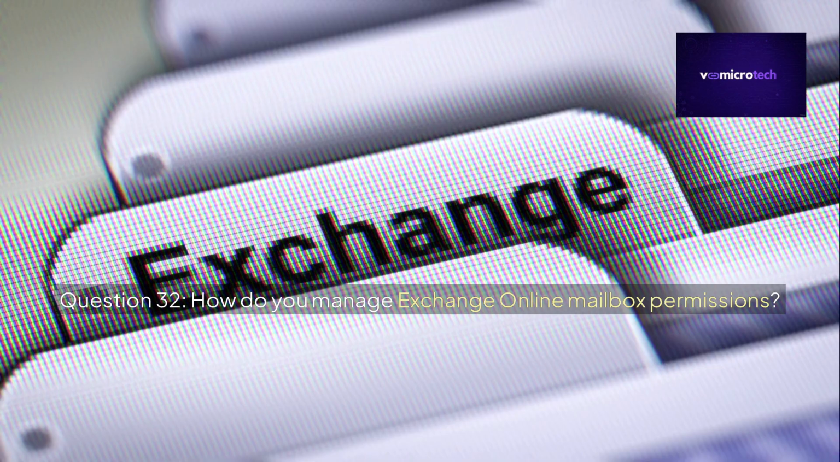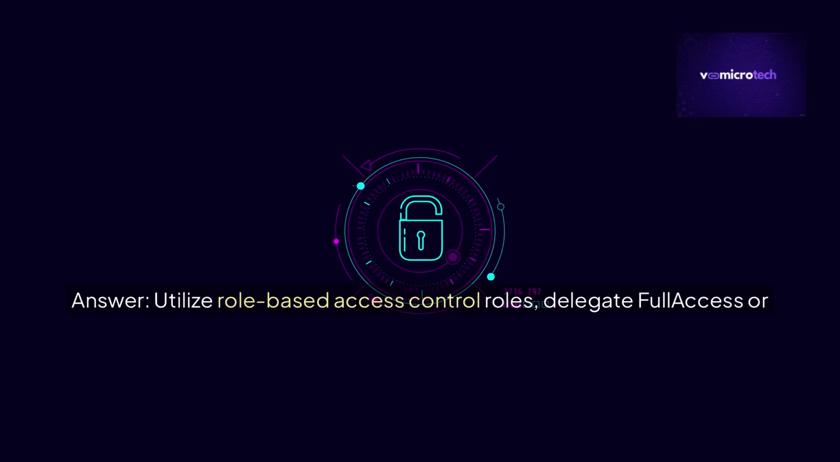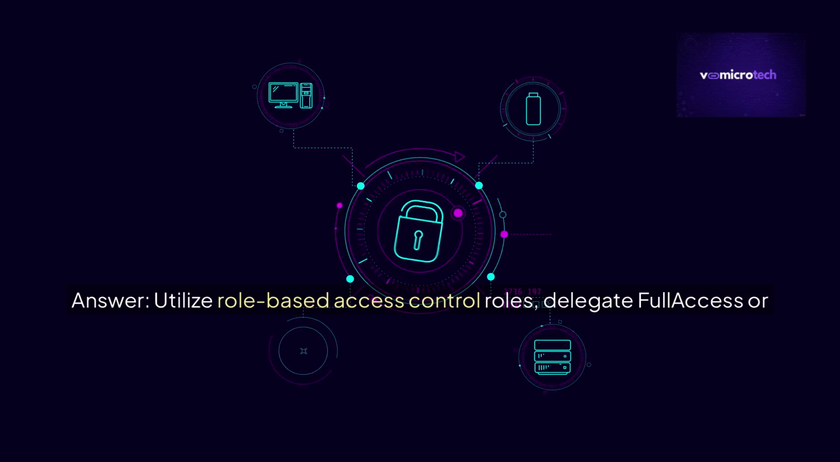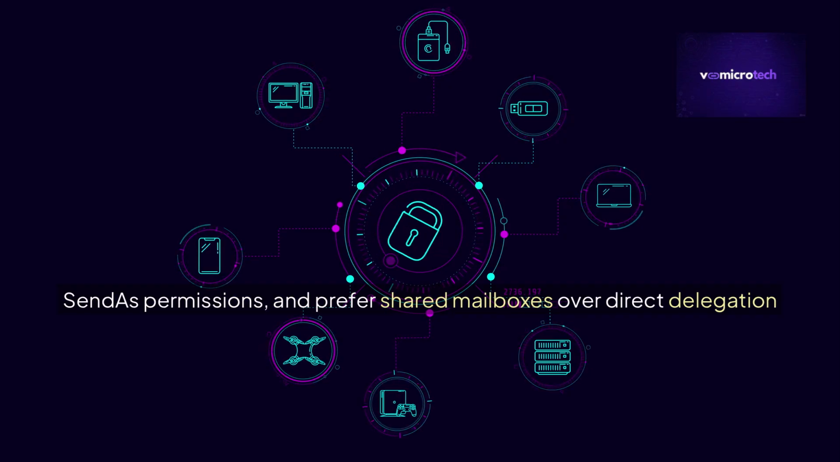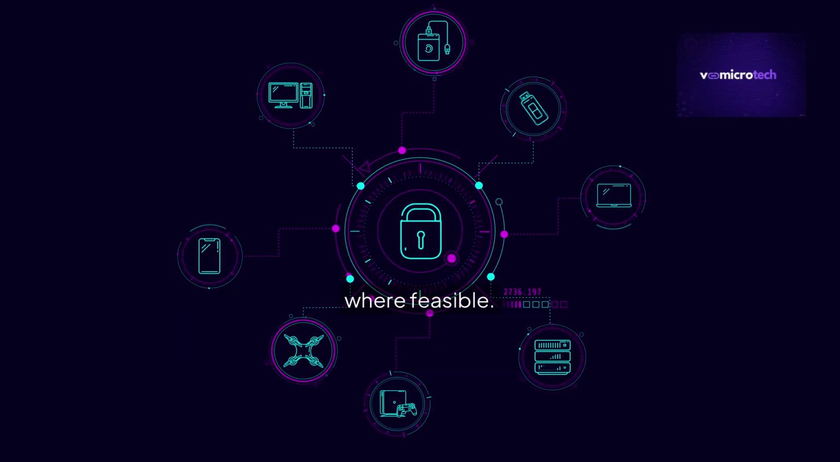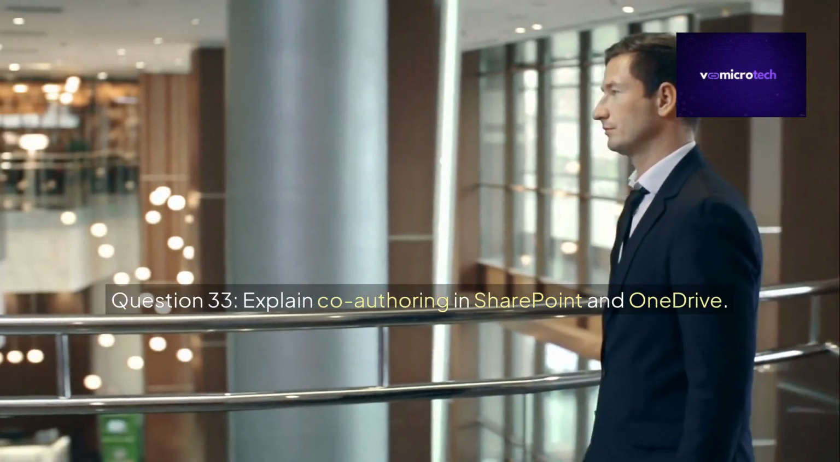Question 32. How do you manage Exchange Online mailbox permissions? Answer. Utilize role-based access control roles, delegate full access or send as permissions, and prefer shared mailboxes over direct delegation where feasible. Question 33. Explain co-authoring in SharePoint and OneDrive.